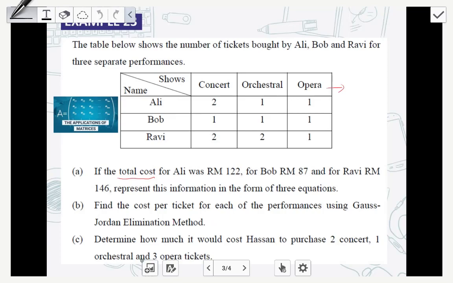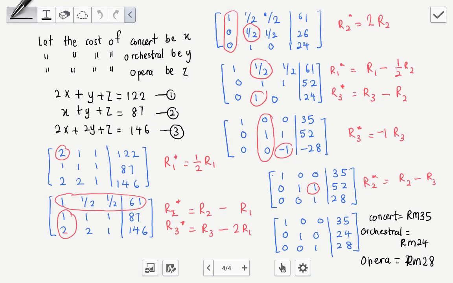Okay, now last, determine how much it would cost Hassan to purchase 2 concert, 1 orchestra and 3 opera. Remember, students, 2 concert, 1 orchestra and 3 opera. So concert is X, orchestra is Y, opera is Z. So Hassan would like to purchase 2 concert, concert is X, 1 orchestra, orchestra is Y, and 3 opera, opera is Z. So they would like to know the cost of 2x plus y plus 3z.